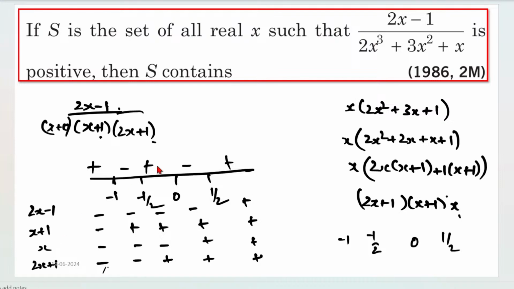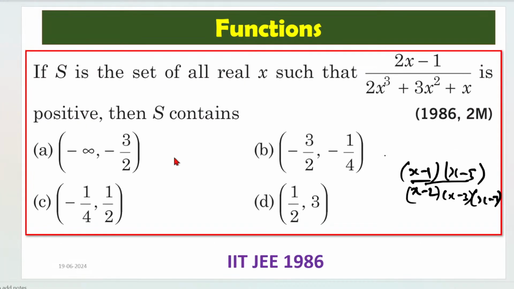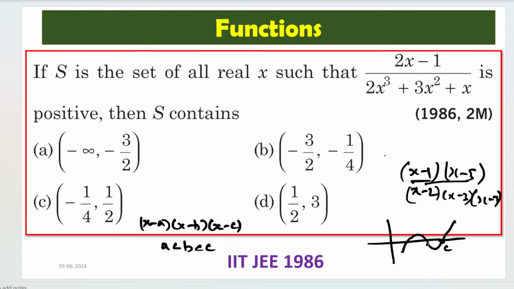Okay, so you would have done this during your polynomials, right? For example, you are given (x minus a) into (x minus b) into (x minus c), something like this, right? When a is less than b is less than c, right? What does that mean? How does the graph go? The graph goes something like this, right? This is c, this is b, this is a, right? It goes something like this. So it is positive here, it is positive here.